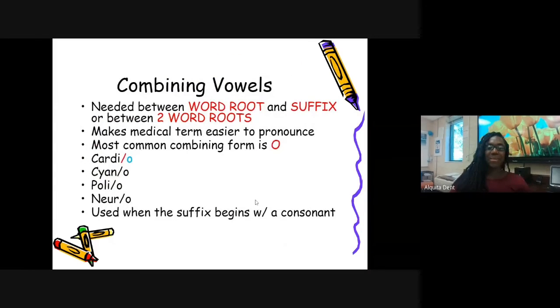Pretty amazing. We already talked about combining vowels. So basically, you need a combining vowel between a word root and a suffix, or between two word roots, to make the term easier to pronounce. The most common combining form is O. These are some examples: cardi-o, cyan-o, poly-o, nur-o, and you use it when the suffix begins with a consonant.